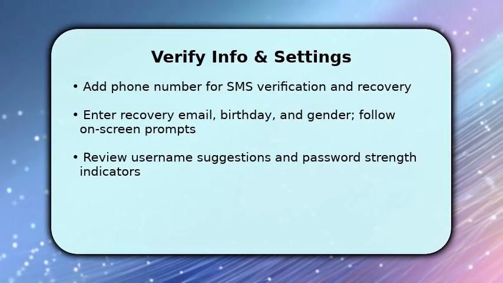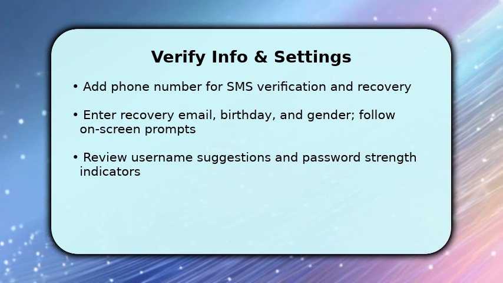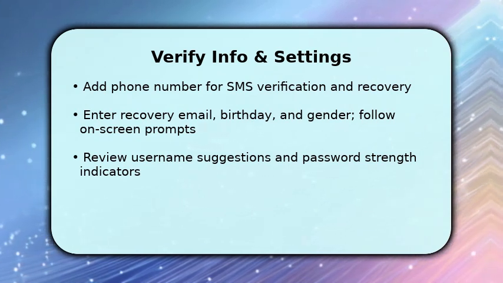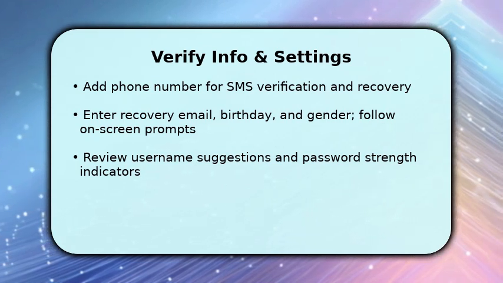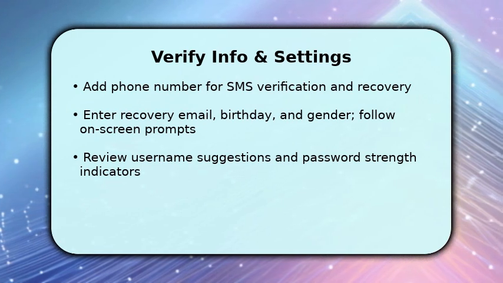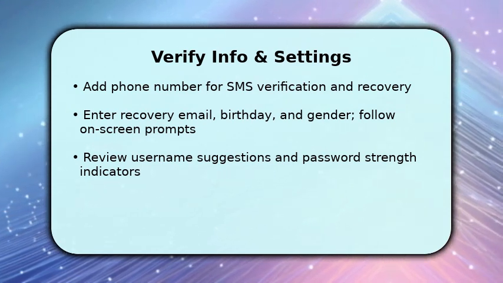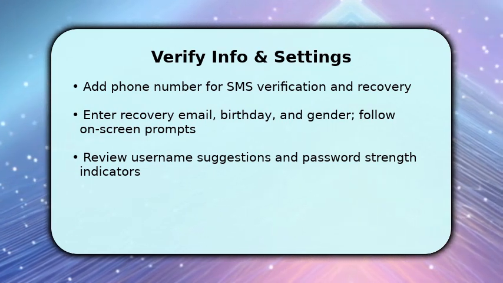Next, you'll provide verification and recovery details. Enter your phone number to receive an SMS code and type that code when prompted. This secures account recovery. Add a recovery email and your birth date so Google can confirm identity and set age-appropriate settings. Once you've filled required fields, review username alternatives and password strength feedback.